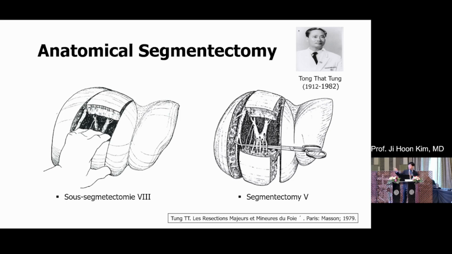This one is segmentectomy 8. You can see the ventral and dorsal branch, and the intersegmental plane, the right hepatic vein, exposed. The second one is segmentectomy 5. It is the anatomic plane between the middle hepatic vein and right hepatic vein, with the segment 5 branch, sometimes from segment 8. This is a very anatomic figure.